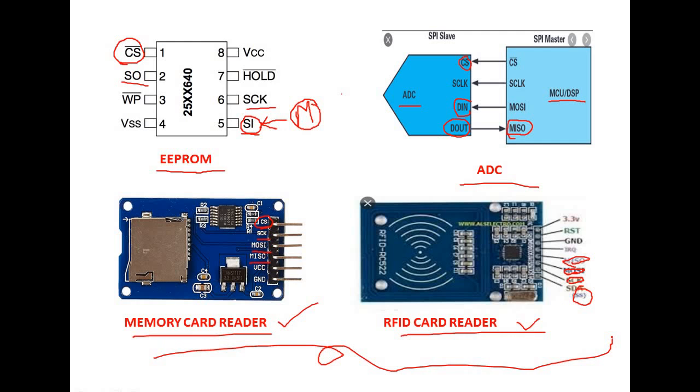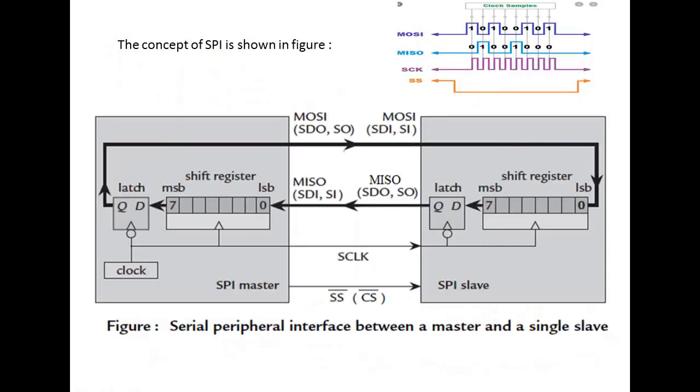And the concept of SPI is explained with the help of the following figure, the following block diagram. See here. As we know, SPI requires 4 wires and transmits data simultaneously in both directions because it is full duplex communication. One device is a master and the other device is a slave. Here this one is the master and this one is the slave.